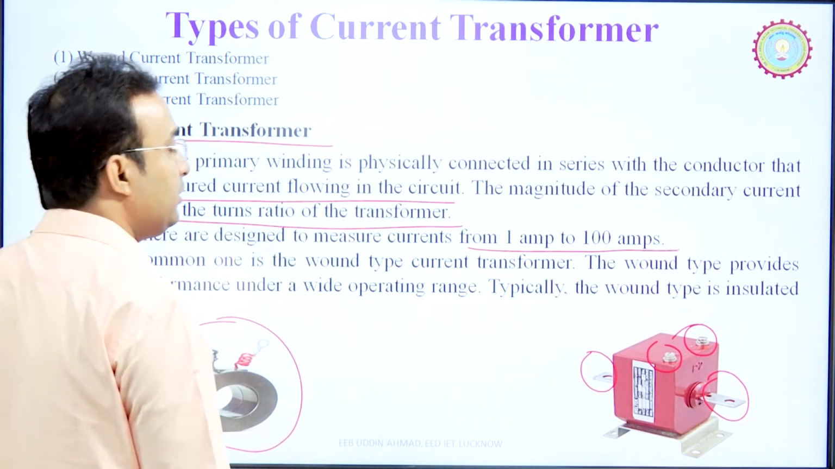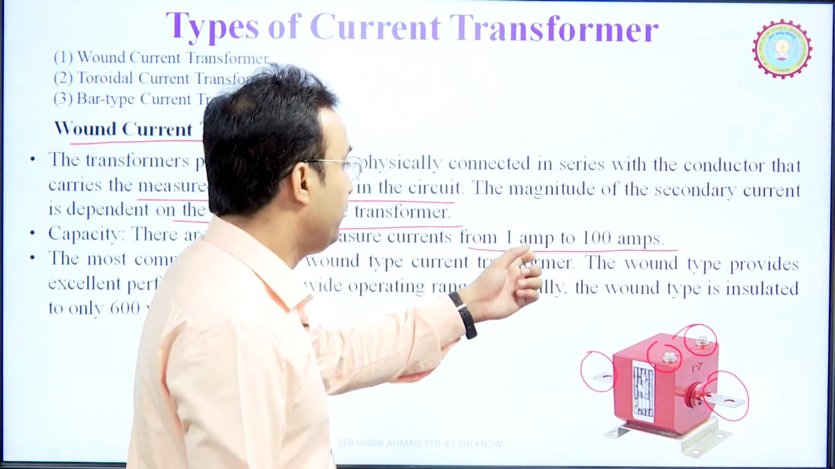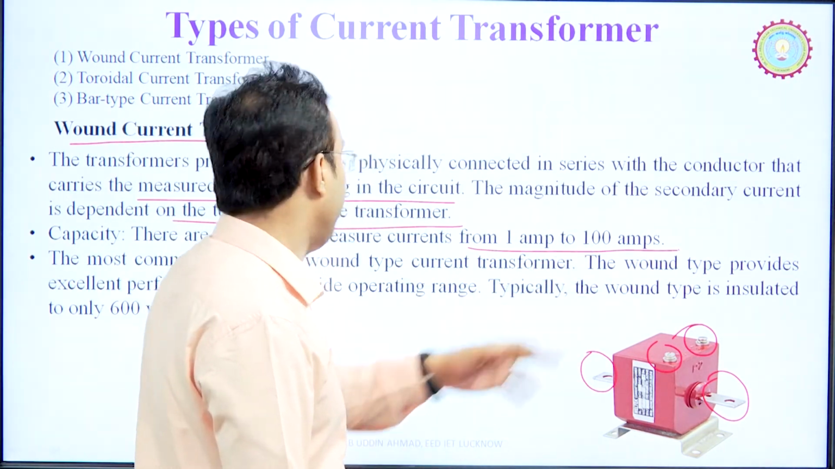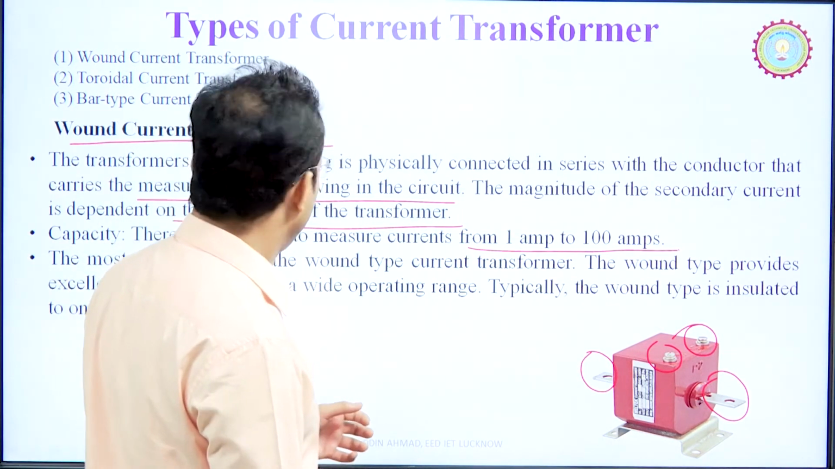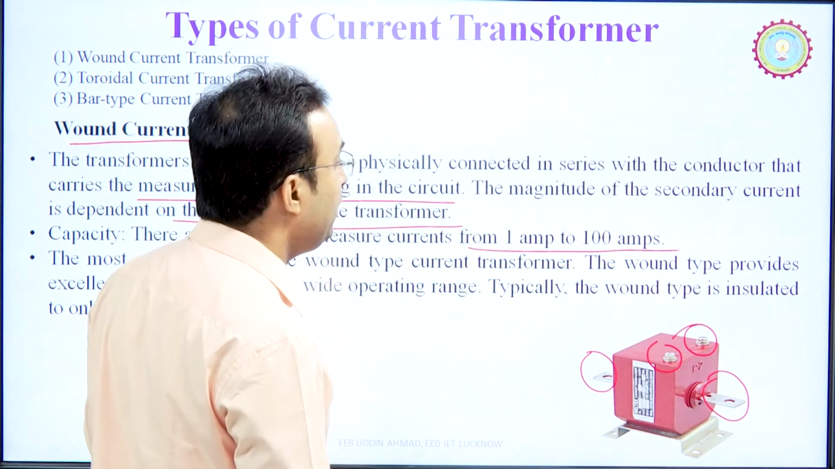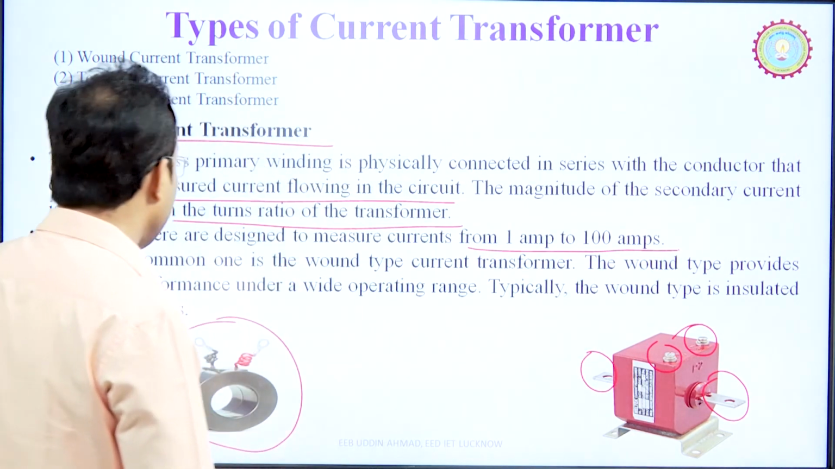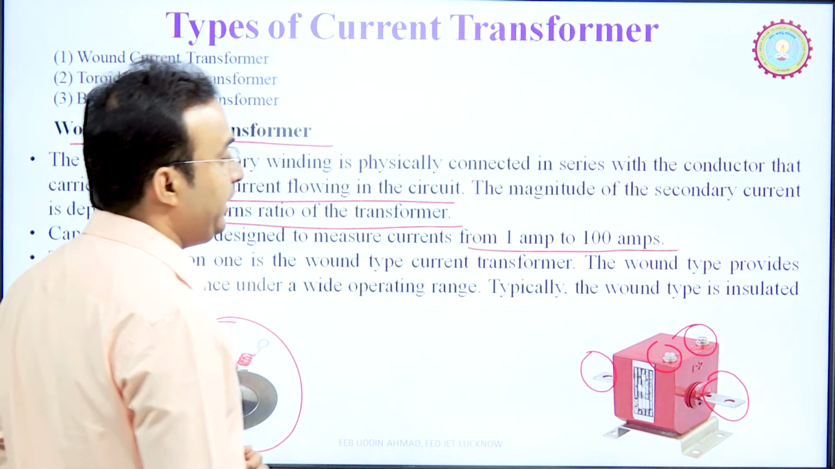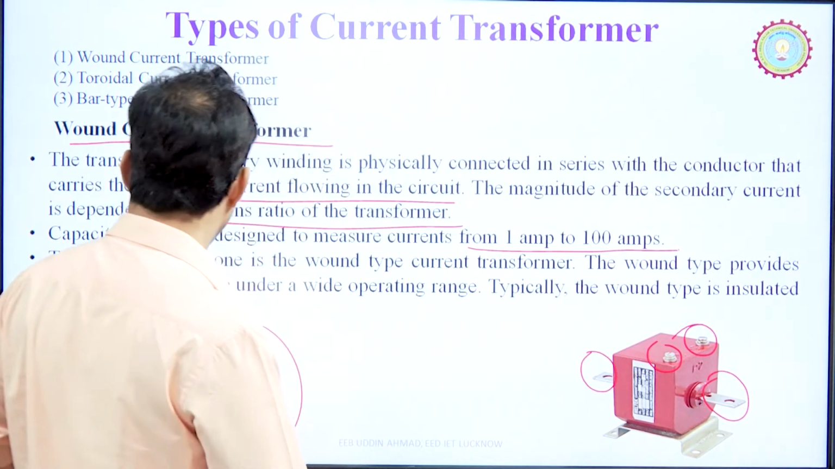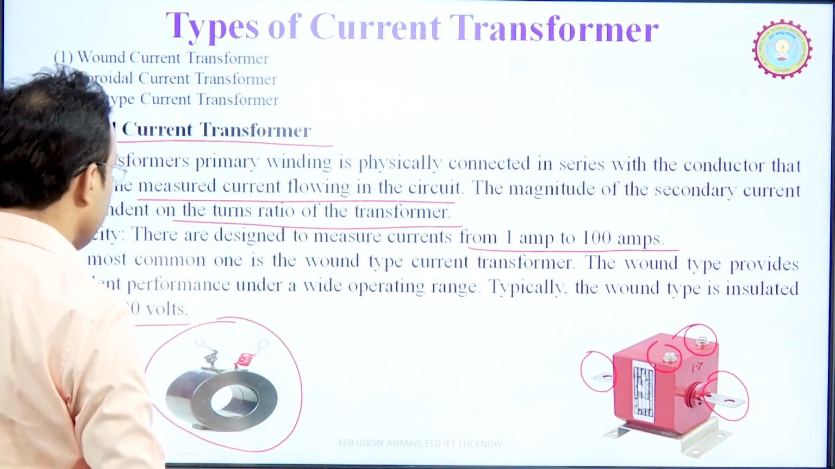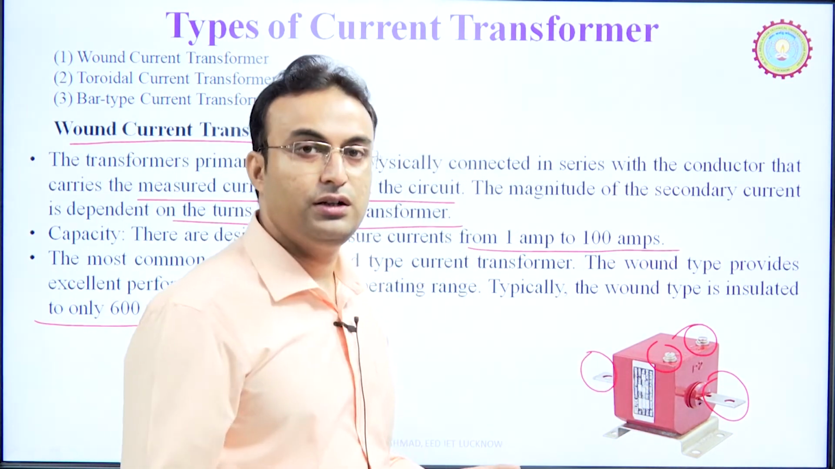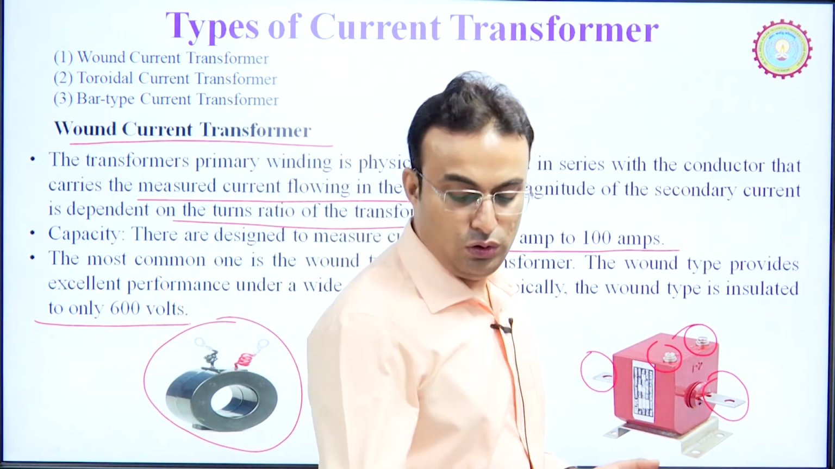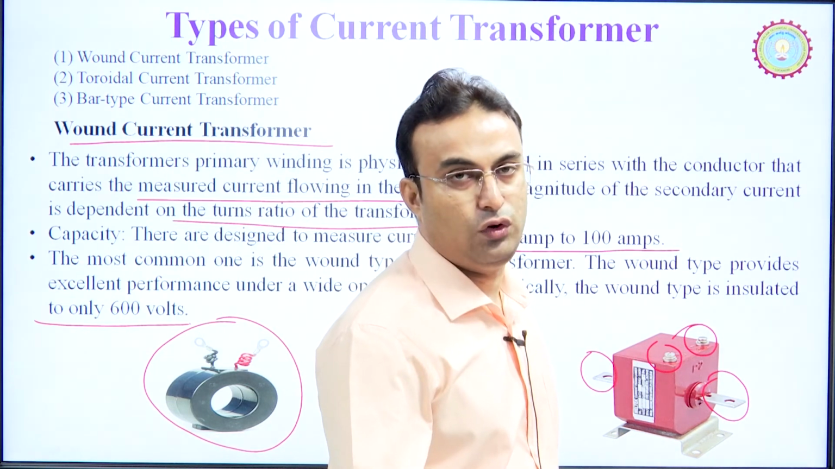So, this is capable of measuring current from a very low value of 1 ampere to 100 amperes. The most common one is the wound type transformer. Wound type provides excellent performance under a wide operating range. Typically, the wound type is insulated for only 600 volts. So, you can say the voltage limitation is very low, up to 600 volts.